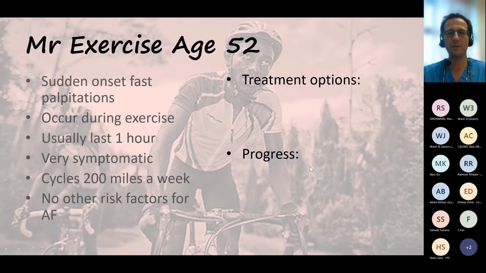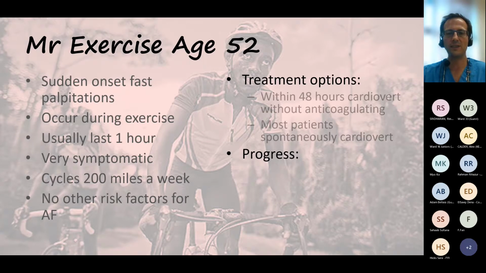Going to give him a bit of beta blocker? If he's unstable, you could cardiovert him, but he's not. He's symptomatic, but he's not unstable. So he's presenting very clearly within 48 hours. So that means he can be cardioverted without anticoagulation. So you might give him a dose of heparin, but you don't need to put him on anticoagulation depending upon his CHA2DS2-VASc score.